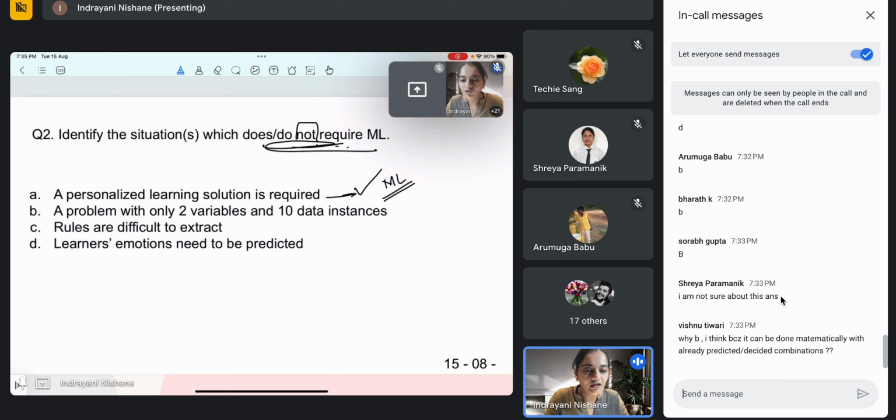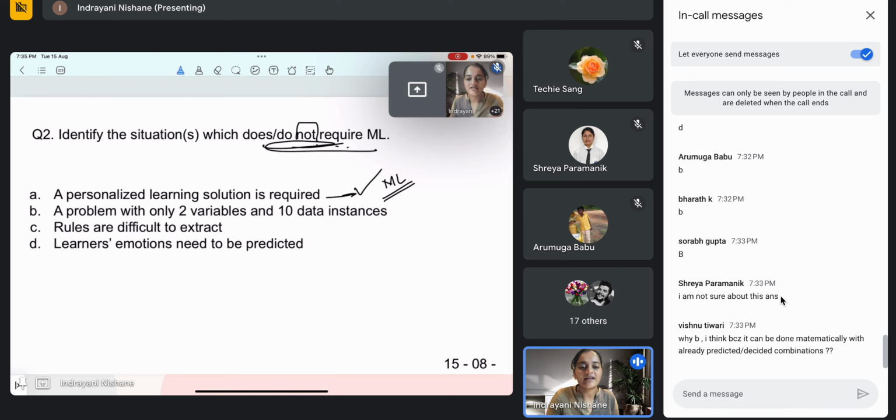Now coming to B, I'm reading a comment in the chat box asking why B? I think because it can be done mathematically with an already predicted and decided combination. This was absolutely my thought, Vishnuji, when I read option B: a problem with 2 variables and just 10 data sets, we can use pen and paper or simple calculations to predict or decide whatever combination. We don't need a complex machine learning algorithm.